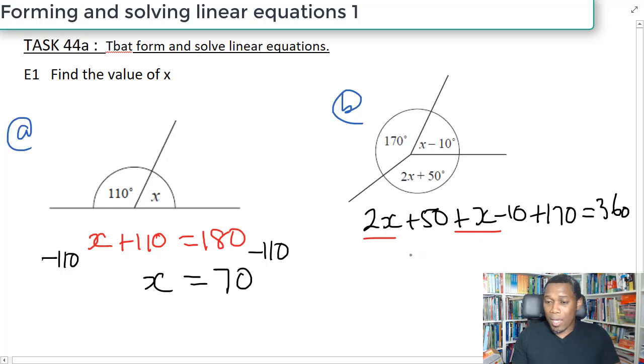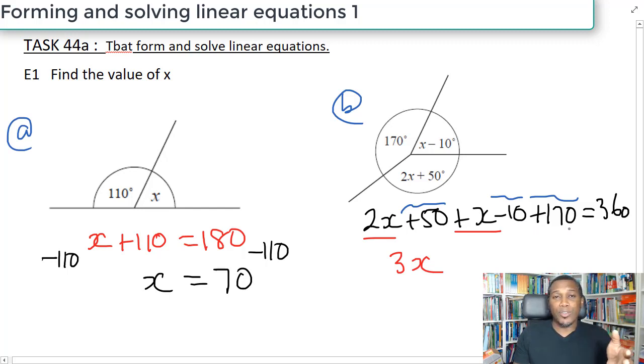2x and x, that would give me 3x. And then in terms of the numbers, I'm going to add the numbers. Collecting like terms is what I'm doing. I have plus 50, plus 170, take away 10. Plus 50 take away 10. Always considering the sign in front of the number. So take away 10. 50 take away 10 is 40.